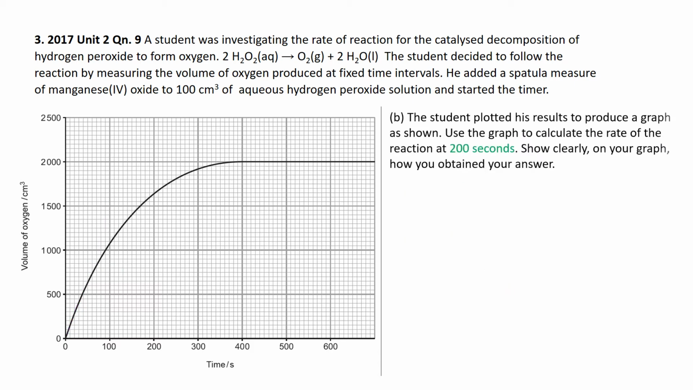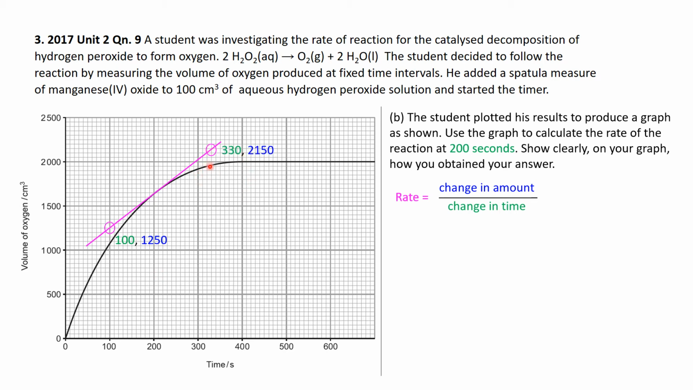Same pretty graph, but now we're going to calculate the rate of the reaction at 200 seconds. So we go up, there's 200 seconds right there. So again, we need to draw the tangent to the graph at that point. And there it is, just touching it at just the right point at 200. Now we've got to get the slope of this again. Well, let's find a couple of points that are nice and easy to read. This point here, 100, and then 1250 in terms of the volume. And then going up here, another point there.